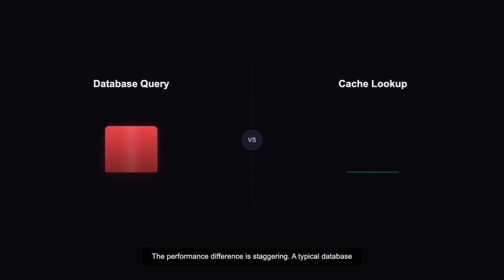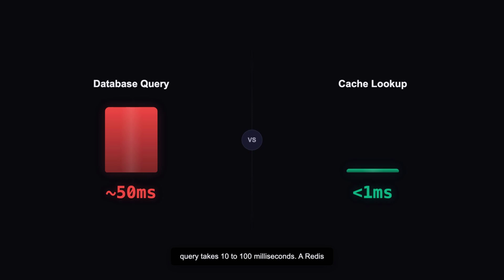The performance difference is staggering. A typical database query takes 10 to 100 milliseconds. A Redis cache lookup takes less than 1 millisecond. That's up to a 100x speedup. And it's not just about speed. Caching reduces database load by 80% or more, which means lower costs and better scalability across the board.